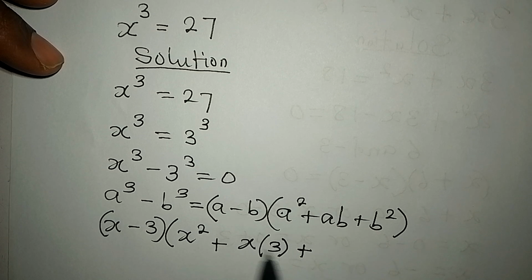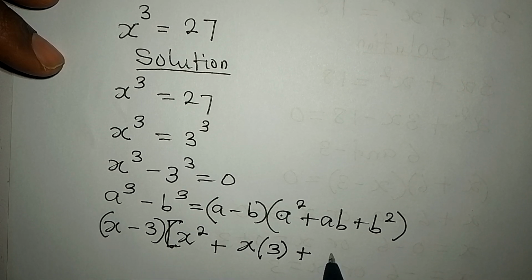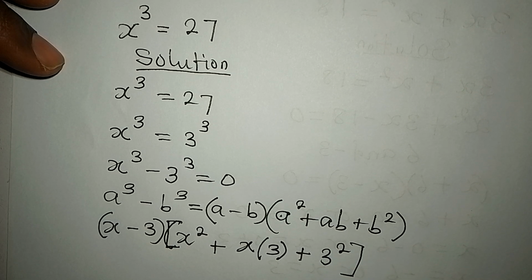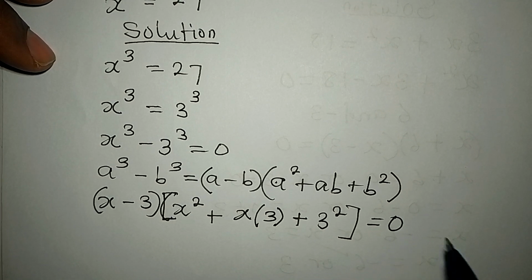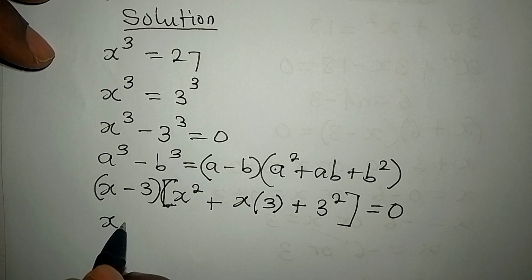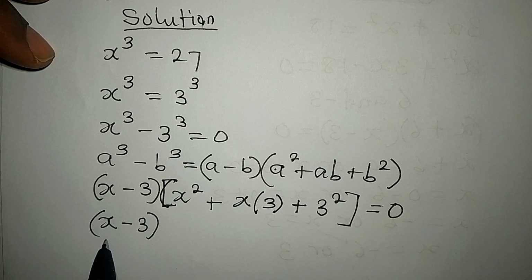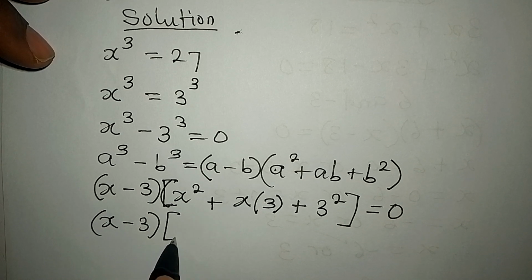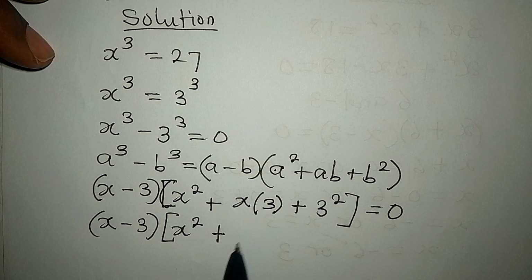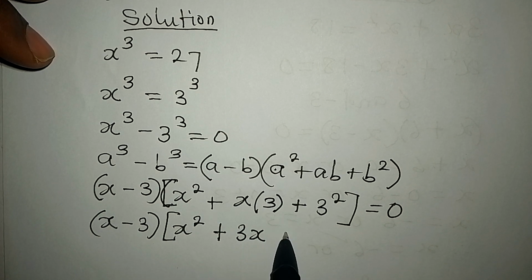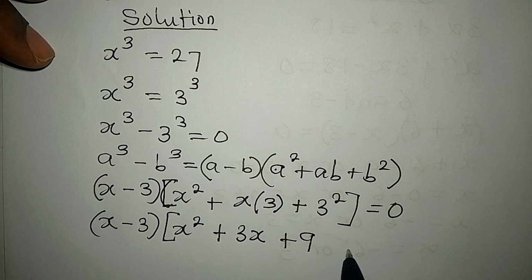Then plus b squared, which will now be 3 squared because our b is 3. And everything here is equal to 0. We have x minus 3 as our common factor. And then here we have x squared plus x times 3 will give us 3x. Then 3 squared is 9. Close this and equates to 0.